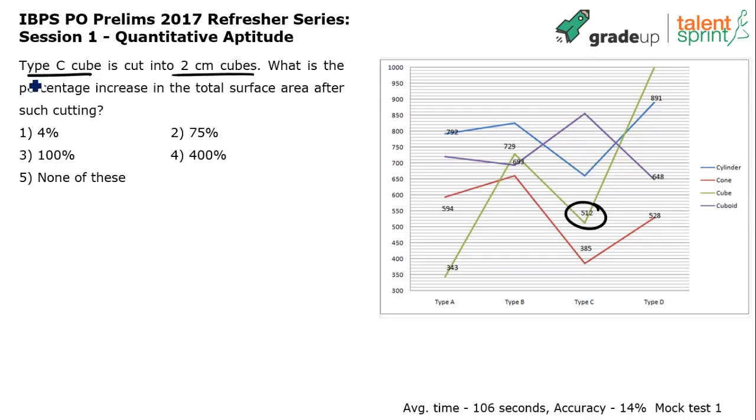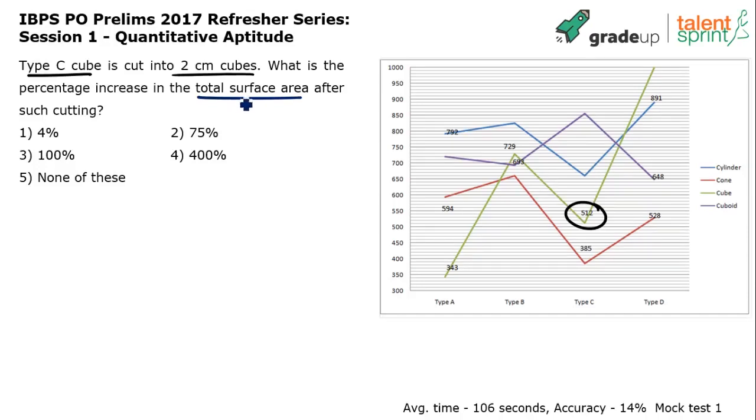So here we go. The question reads, a type C cube is cut into 2 centimeter cubes. What is the percentage increase in the total surface area after such cutting? Now basically total surface area is one parameter that you need to understand, right? What is total surface area? I'm not going to get into too much detail here. You can refer to our videos to understand the basics here.